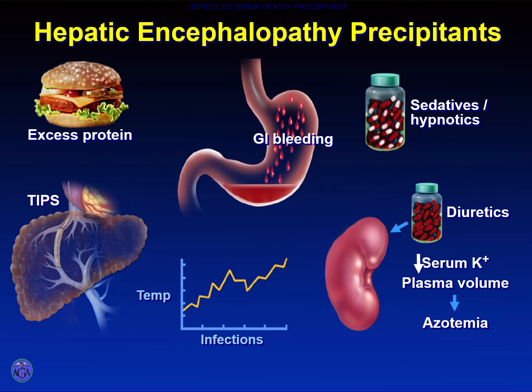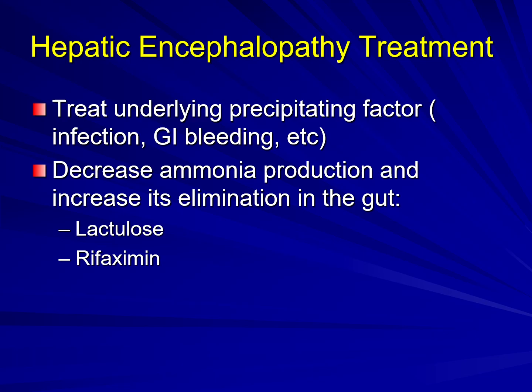So how should hepatic encephalopathy be treated? We first should treat any underlying precipitating factor. So if your patient is having gastrointestinal bleeding, you should first control the bleeding. If the patient has an infection, this infection should be treated. We can also decrease ammonia production and increase its elimination in the gut by using medication like lactulose and rifaximin.